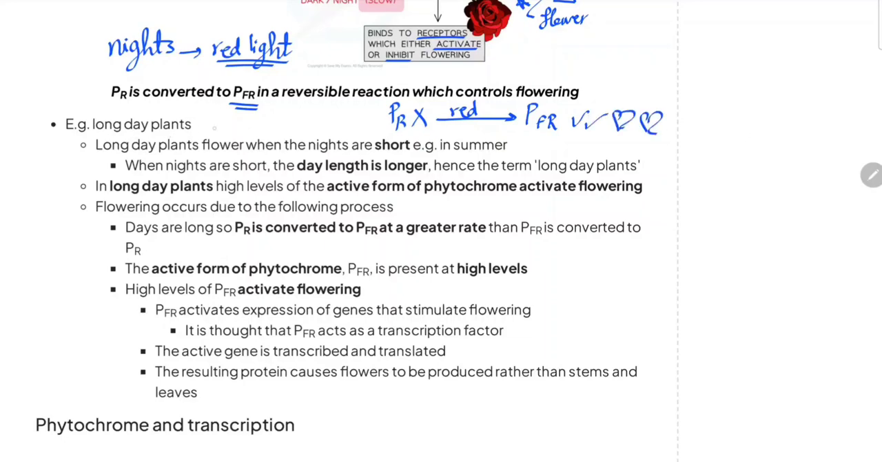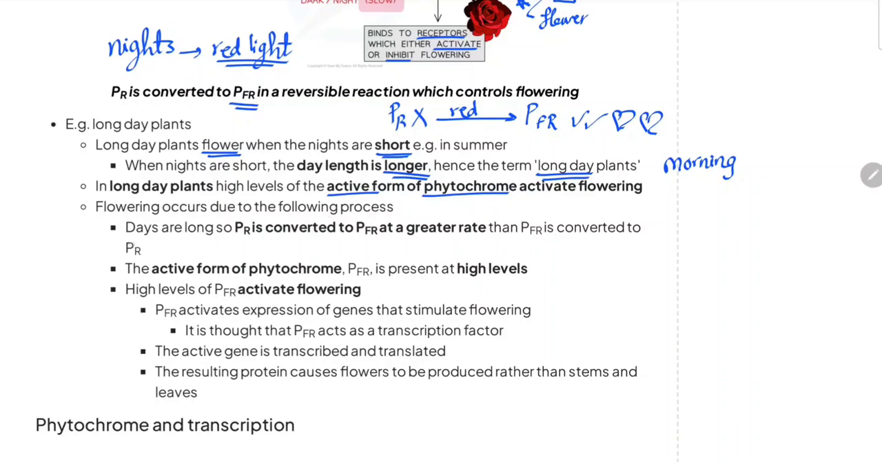In long day, we have the long day plants. They flower when the nights are short, like in summer. When nights are short, the day length is longer. Yeah, makes sense. They are long day plants. They have more morning. So that's when they flower. In long day plants, high levels of the active form of phytochrome activate flowering. And why do you think so? Why is there high levels of the active form of phytochrome that activates flowering? We have a high level because we have in short night that PR is converted into PFR. You know what I mean, everybody?